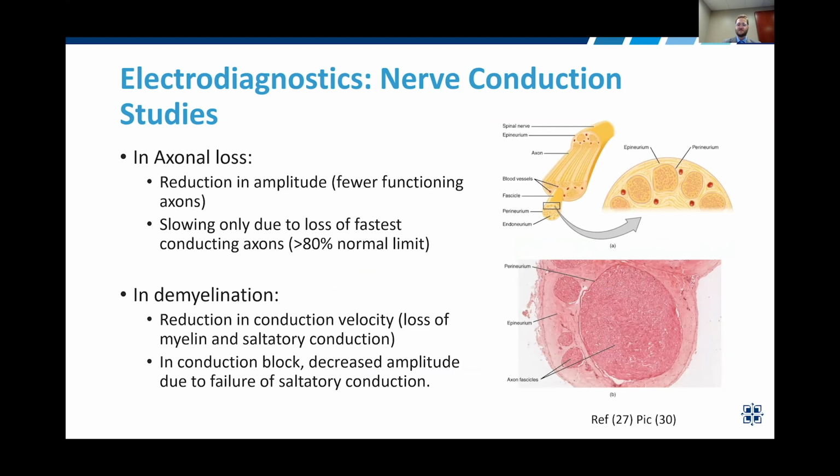In axonal loss, because we have a loss in the actual, essentially the wires, and fewer functioning axons, we see a reduction in the amplitude of response. And then a slowing, because remember, myelin is responsible for the speed of conduction. The slowing is not necessarily due to loss of myelin, but loss of the fastest conducting axons. In demyelinating neuropathies, we have a reduction in the conduction velocity. However, the reduction in amplitude is not as significant unless there's conduction block and failure of conduction.